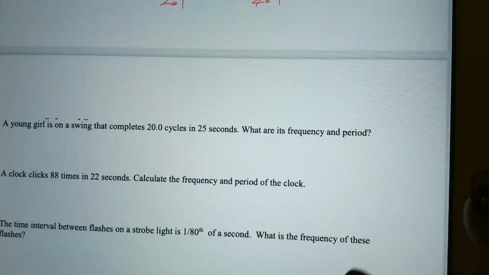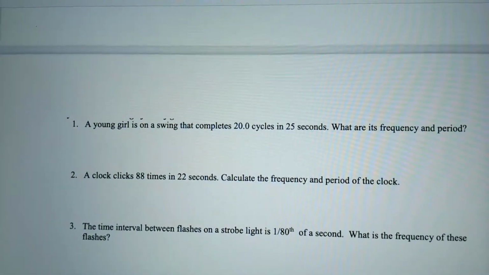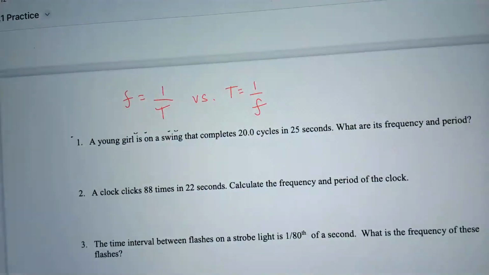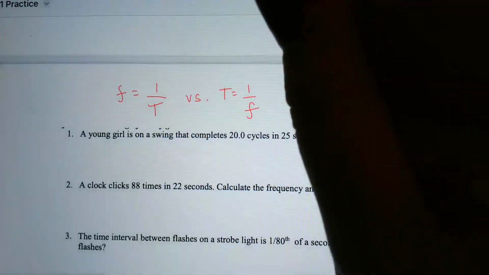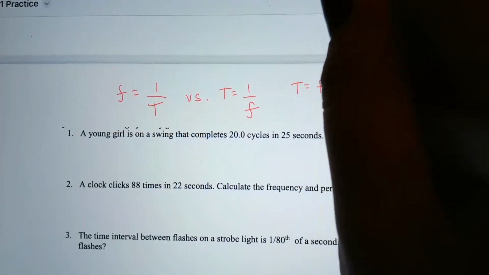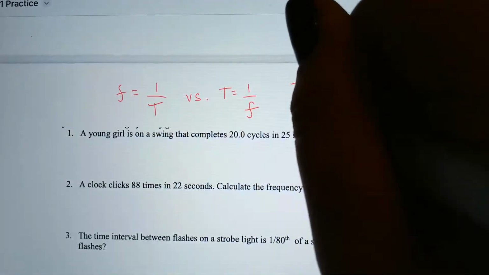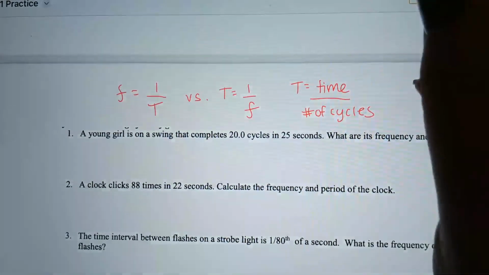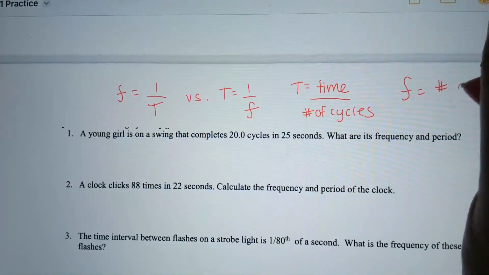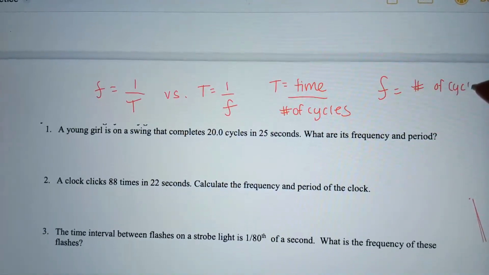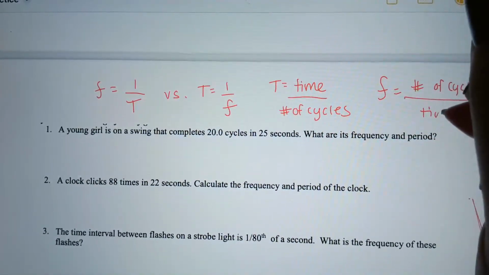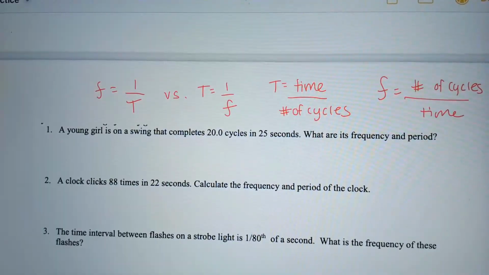Okay. And then these questions are kind of practicing how frequency and period are related to one another. So if you recall, frequency is going to be 1 over period, and then you'll have period is 1 over frequency. However, these are not the only way to solve for them. If you recall, period is the time over number of cycles, whereas frequency is the number of cycles over time. So again, this kind of just shows their inverse relationship with one another.